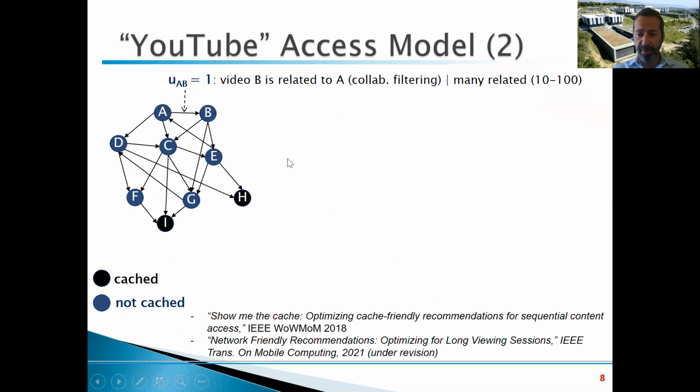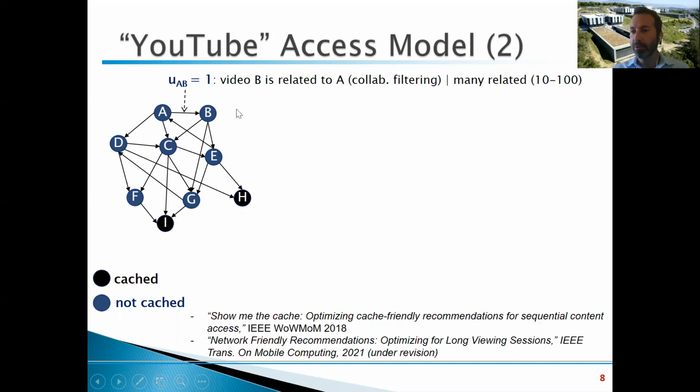So how do we model this? Well, we go back again to this similarity graph, where essentially what I have is a content catalog. The vertices are the contents. A link implies that content B is related to content A. So I could recommend content B after A, I could recommend C after A, but I couldn't recommend, let's say, content G after A because these two are not related. And then if I put everything together, I have this graph.